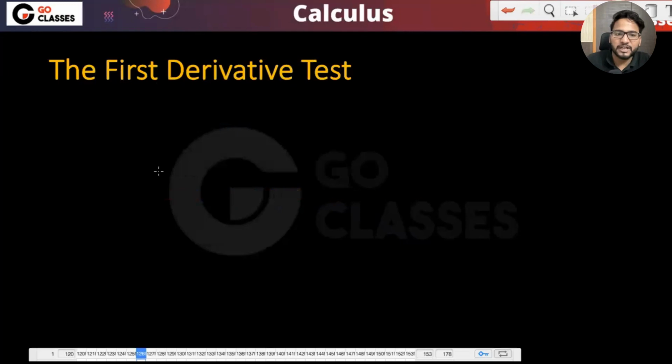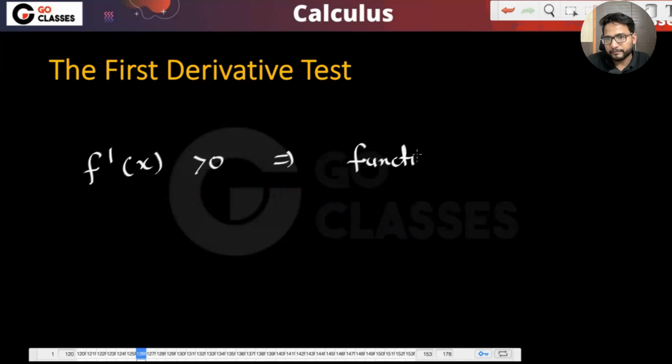So let's just see the first derivative test. Do you remember the first derivative test? So what do we say? That if f dash x is greater than zero, then the function is increasing. That's what we know.